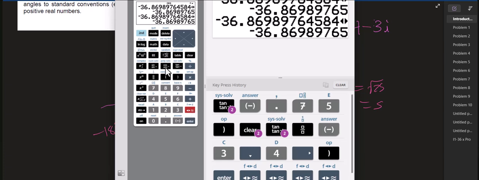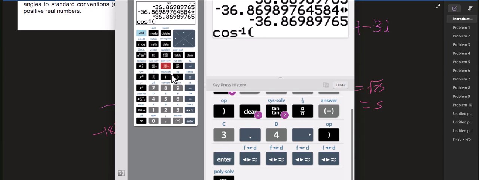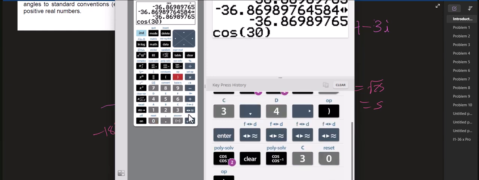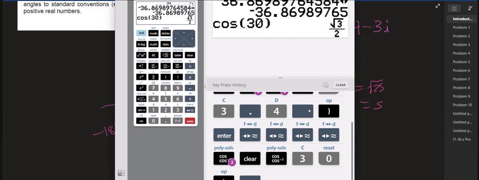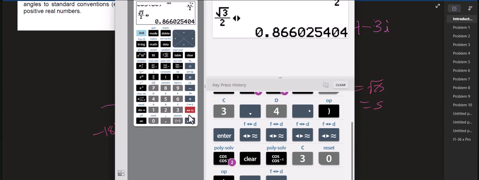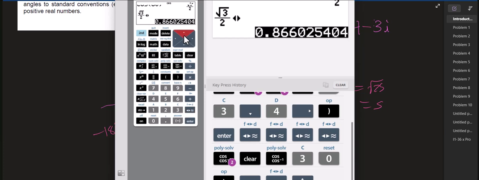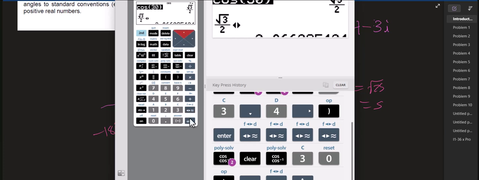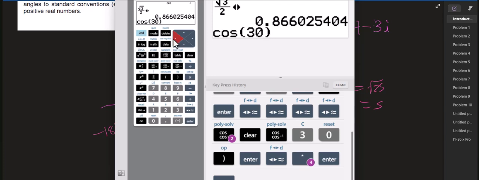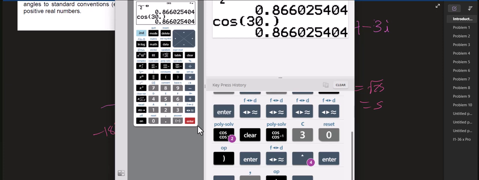So like if I did cosine of 30 degrees, then it gives it to me like that. If I press that button, it gives it to me as a decimal, and if I put even one decimal point in my problem, it'll give me the decimal answer. Just kind of hints for that.